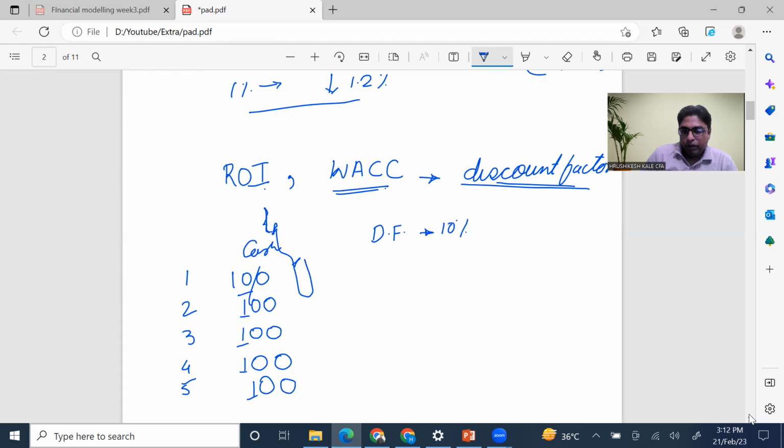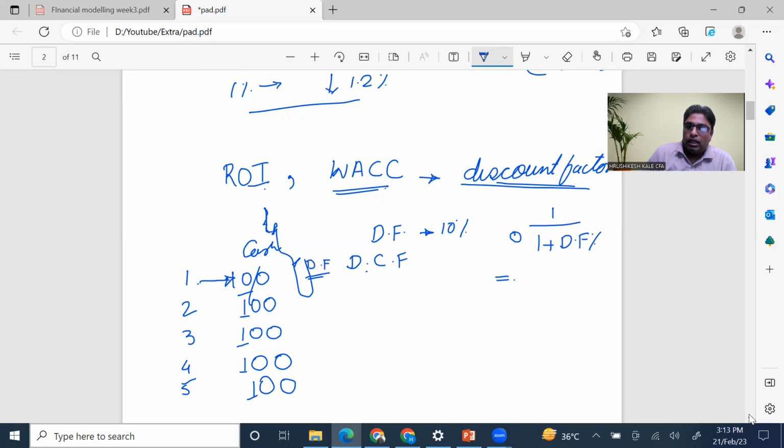What does that mean? I need to find out the value of cash profit, which I'm going to get 100 rupees after 1 year, its value at year 0. And that is called discounted cash flows. Now, how do we convert our cash profit into discounted cash flow? The formula is very simple: 1 upon 1 plus discounting factor. And that discounting rate will give you your discounting factor.